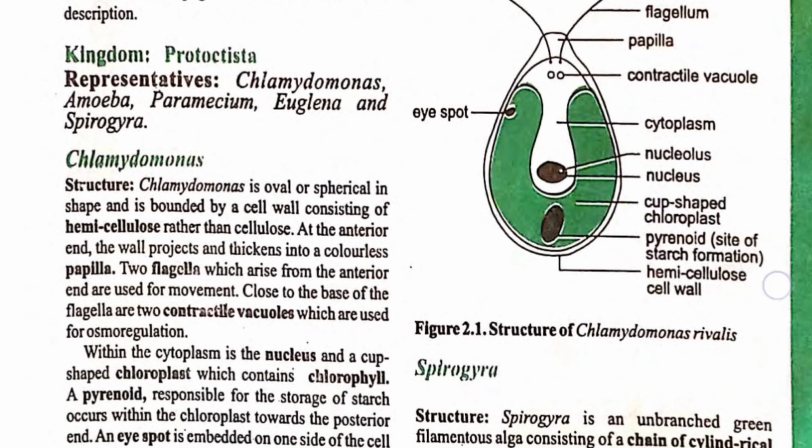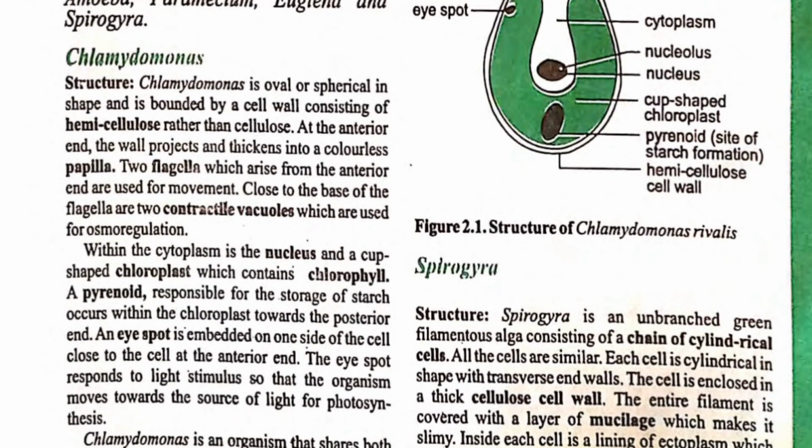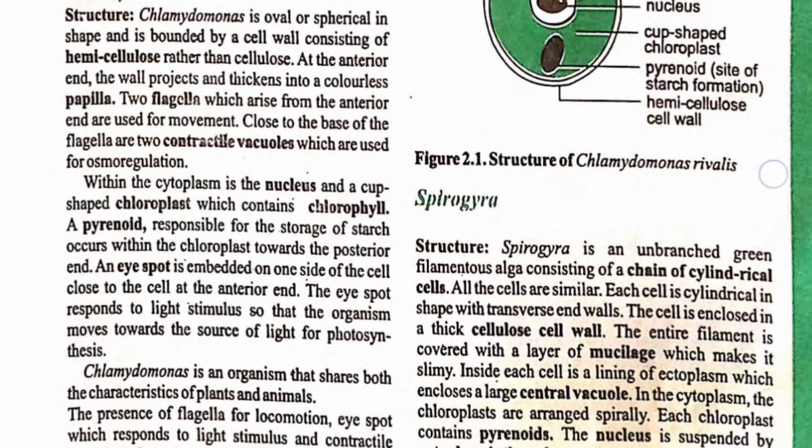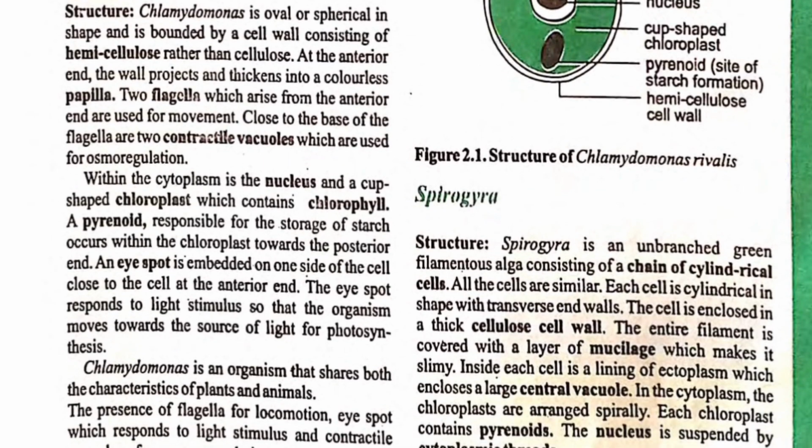We shall be talking about the second example, which is Spirogyra. So these are the two examples we shall be talking about. Now, Spirogyra is an unbranched... Take note, this is a JAMB question. If you are writing JAMB, take note. It is an unbranched green filamentous algae consisting of a chain of cylindrical cells.